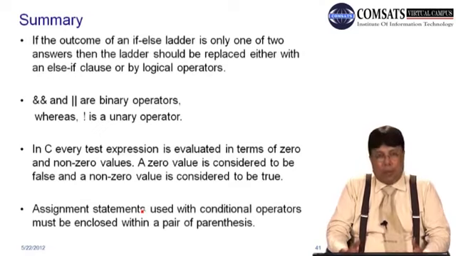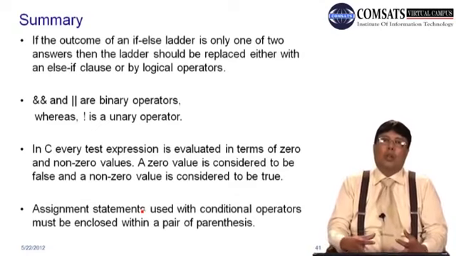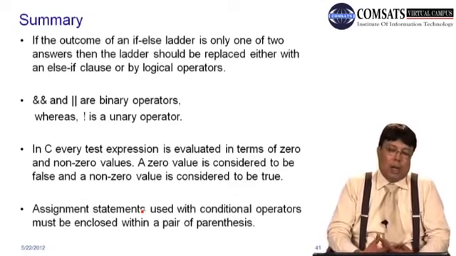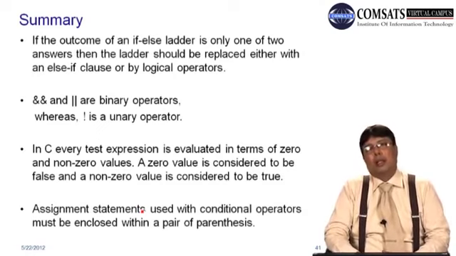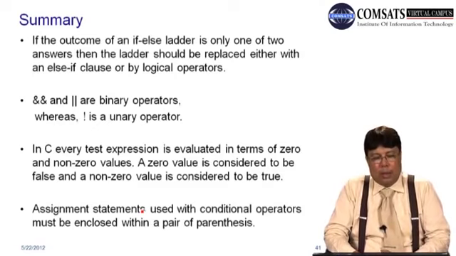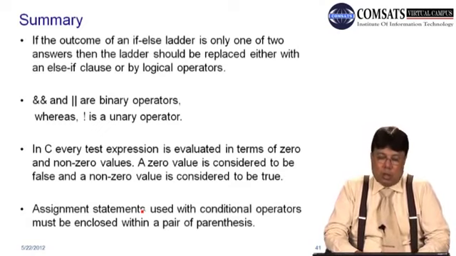Why? Its two operands are A and B. A and B, they have got two operands, so they are called binary operators, whereas not is a unary operator. Not x, so it has got one operand. Not y, it has got one operand. In C, every test expression is evaluated in terms of 0 or 1, false or true. A zero value is considered to be false and non-zero value is considered to be true.